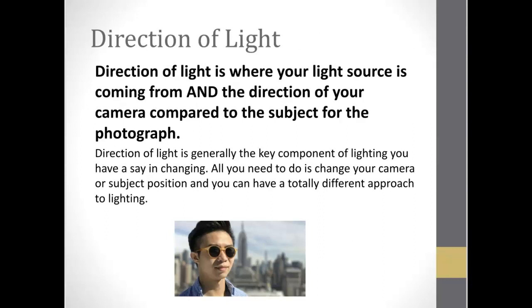For the direction of light, we're talking about where your light source is and the direction that you have the camera compared to your subject. For example, in this image here, our light is coming from the right-hand side of the frame, and our camera is facing towards our subject at an angle. So we know that this is side light going on because of the shadows that we're seeing. And it changes what we can do with how the picture looks.